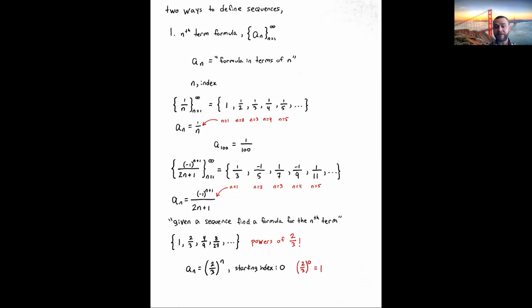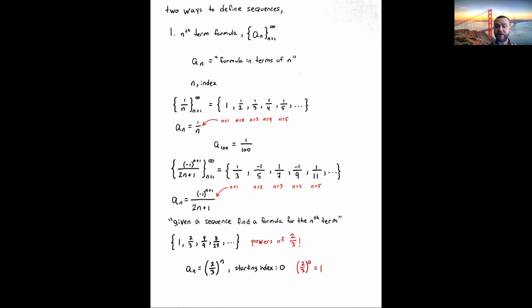In order for that to be consistent, we have to start the index with the value 0. That way we get the first term as 1. Anything to the 0 power is 1. Now this is one way to construct that formula, a sub n as (2/3) to the nth power, and our starting index has to be 0.